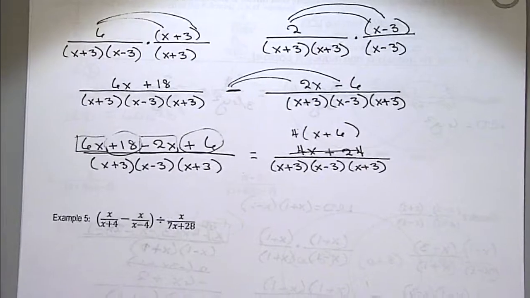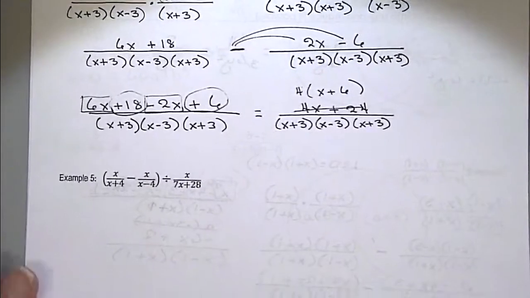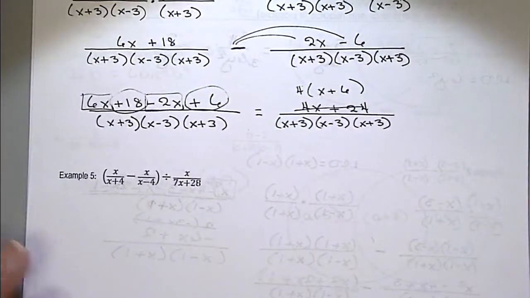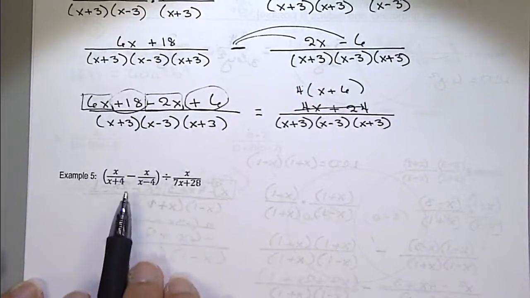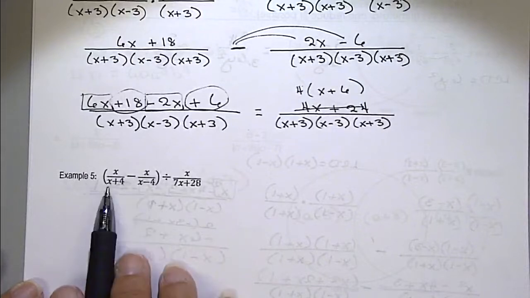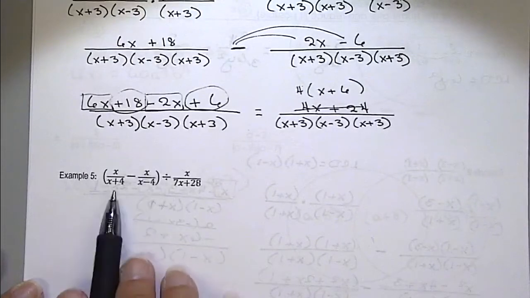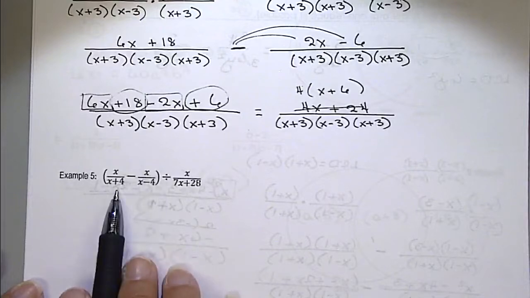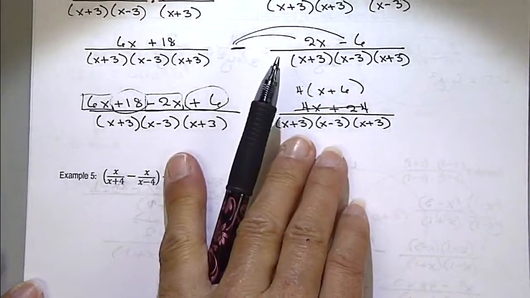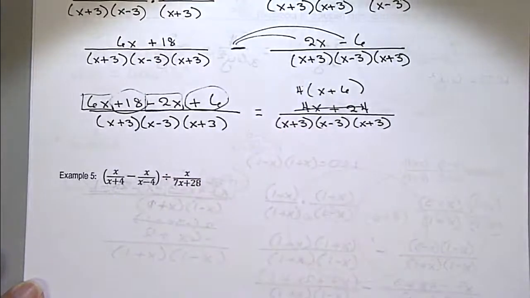All right, let's look at the next one. The next one says, ooh, it's complicated, isn't it? We're going to have to subtract these two and then divide by a third one. Let's deal with this one step at a time. Let's subtract these two. They don't have a common denominator. We've got to get them there, okay? Now, let's just wait about the divide by another fraction until we finish that, okay?